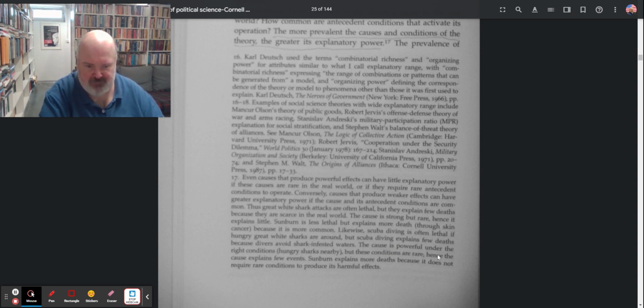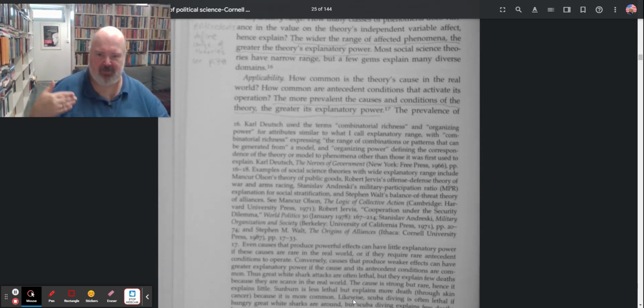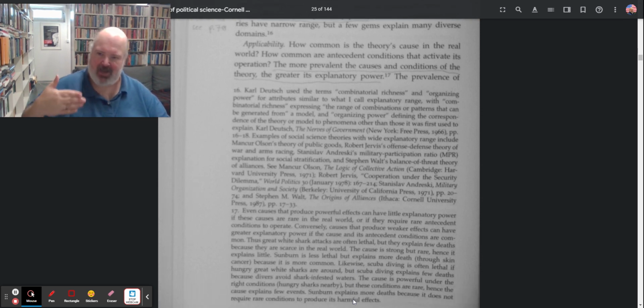The cause is powerful under the right conditions: a hungry shark nearby. But these conditions are rare. Hence, the cause explains few events. Sunburn explains more deaths because it does not require rare conditions to produce its harmful effects. In other words, that's what he says. This is applicability: the more likely the cause or the antecedent condition is to occur in the world, the greater its applicability.